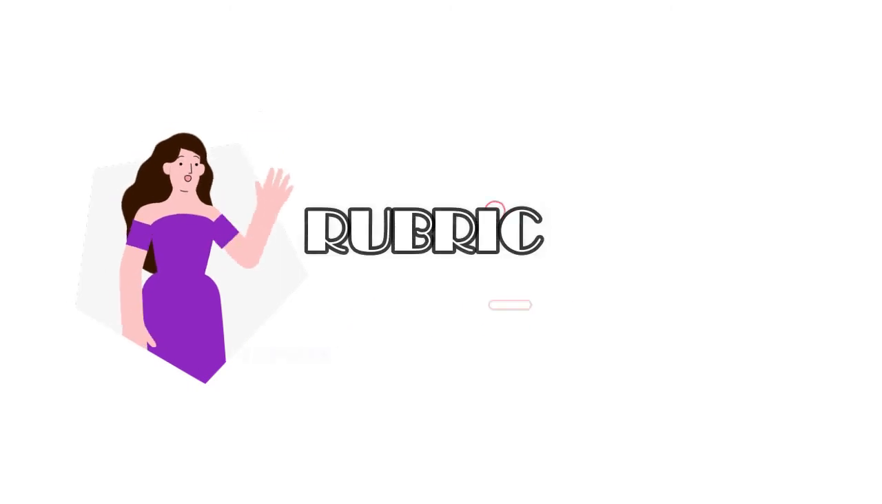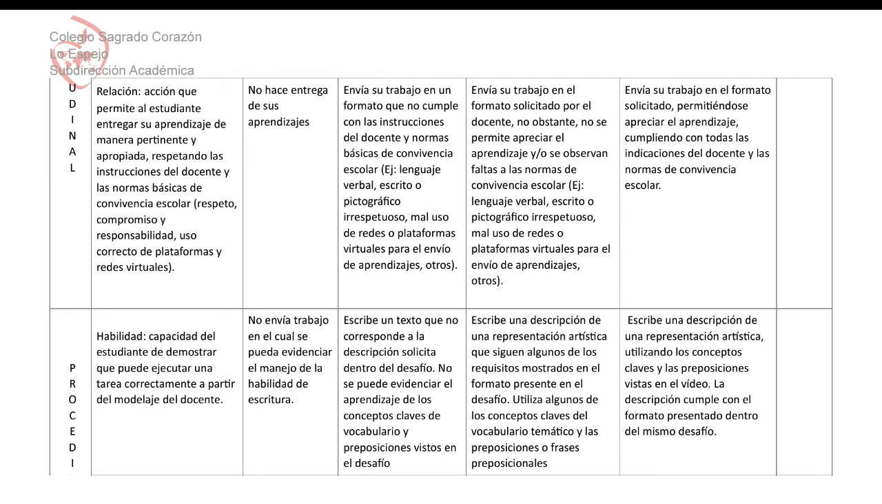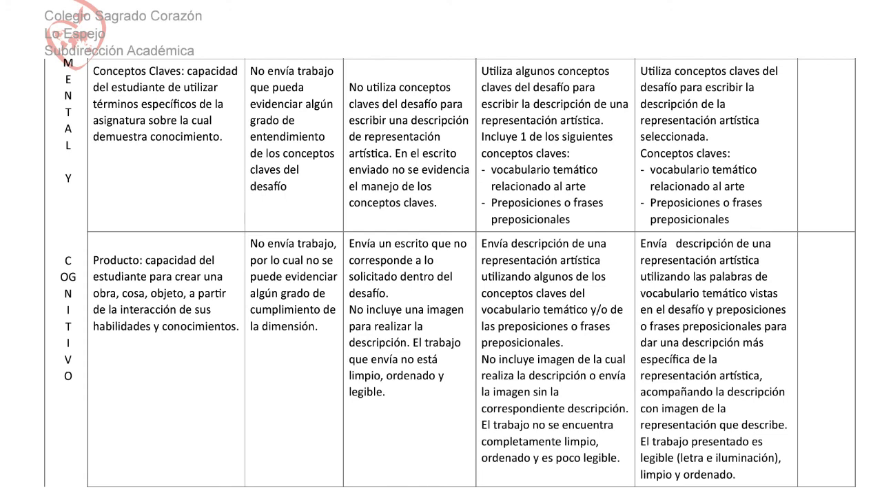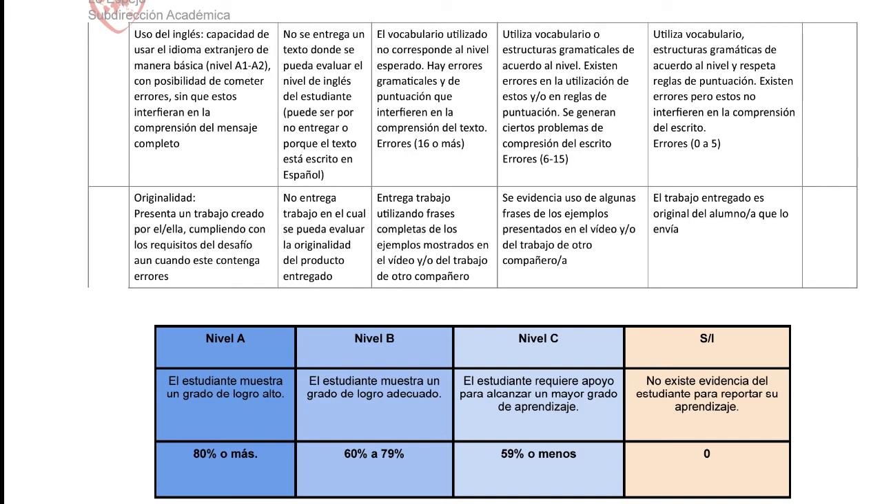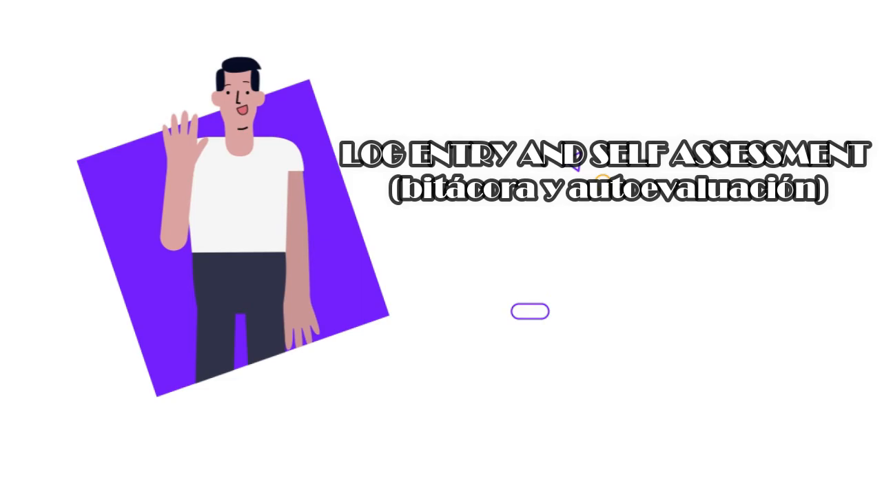The first important information is the rubric. Pay attention to the following images. The second important information is the long entry and the self-assessment. Pay attention to the following details on how to submit them.